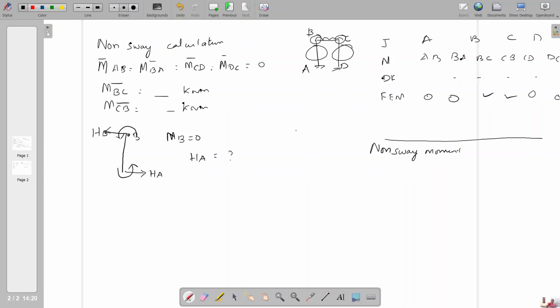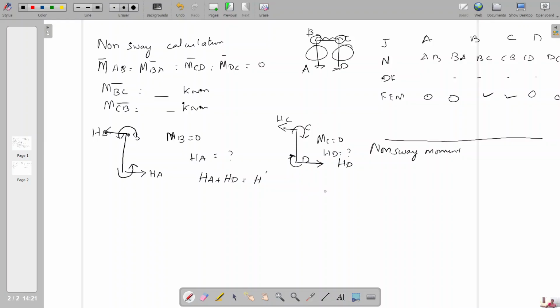Similarly, you consider the column C to D and its corresponding moment values, and you assume some direction HD, here HC, taking moment about C equal to 0 and find the HD value. Here I am assuming both the directions are towards right. If you get a similar answer, HA plus HD will be the net horizontal reaction.